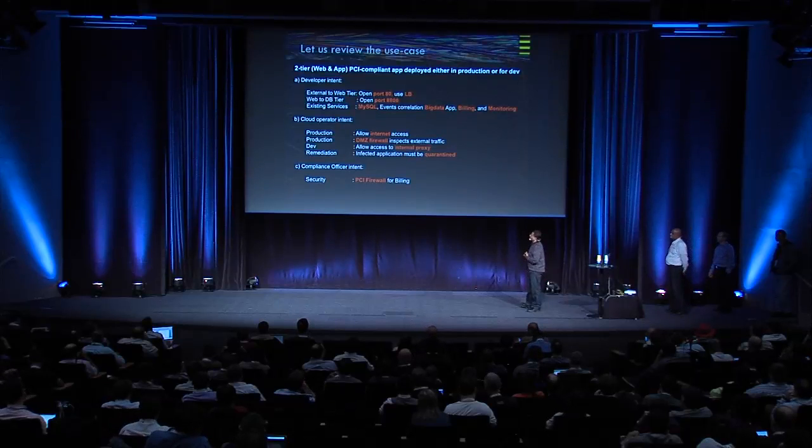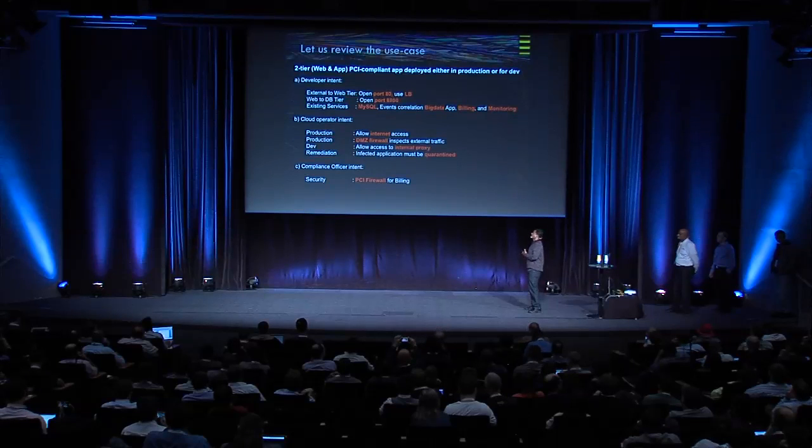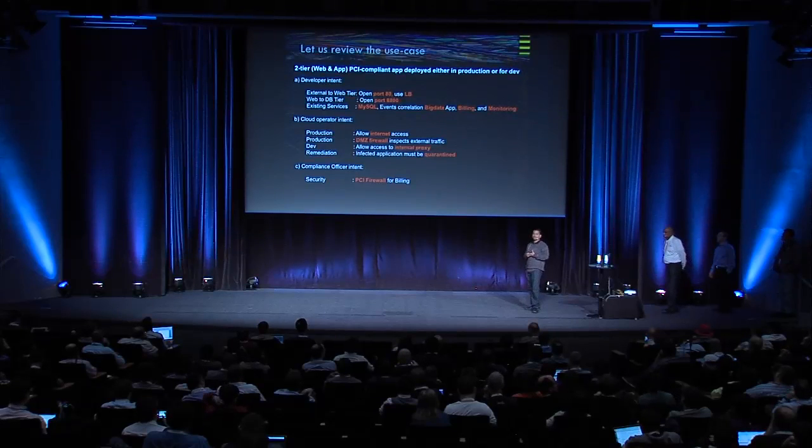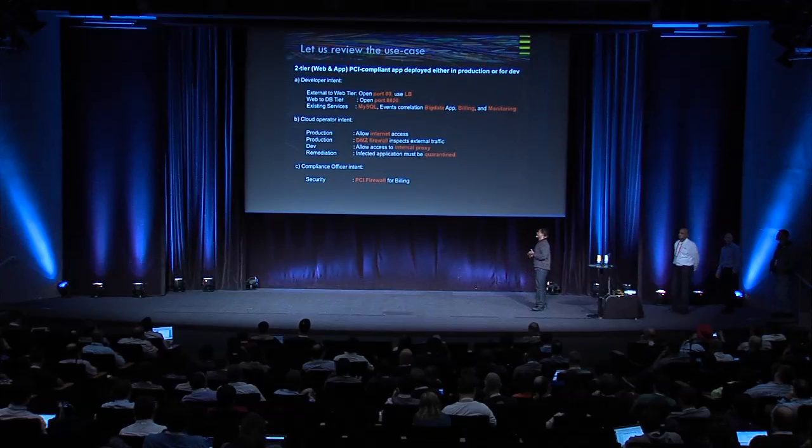Whereas the cloud operator cares about how this infrastructure works in general, which tenants can talk to each other, who can have access to the external world, who can access from the external world to have access to this particular application, what are the different services that are in the mix, right? And finally, the compliance officer tends to look at the entire infrastructure as a whole and make sure that it complies with certain security goals that are required for compliance, right?